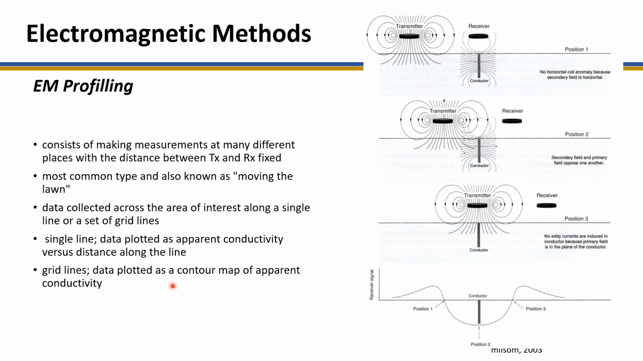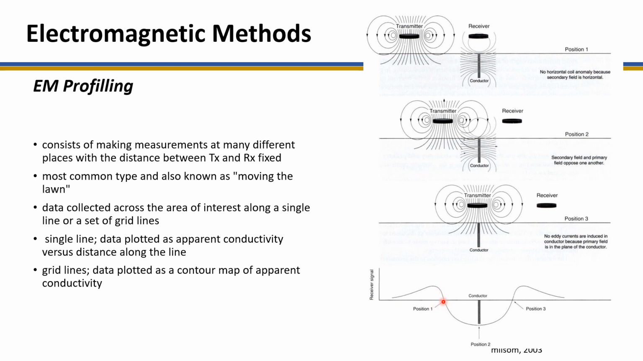If the data is collected along a set of grid lines, it can be plotted as a contour map of apparent conductivity. Okay, this figure is an example of EM profiling. It has a fixed distance of transmitter and receiver, and it just does the lawnmower thing. So it's moving along the lawn from this point to another point. This is position one, where we have a conductive material, vertical. At this position, the data appears to be like this.